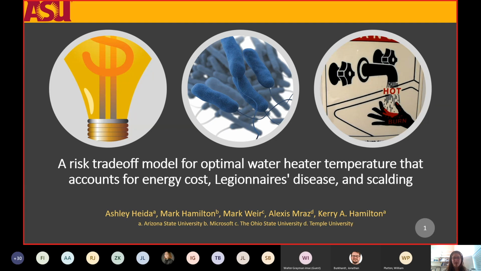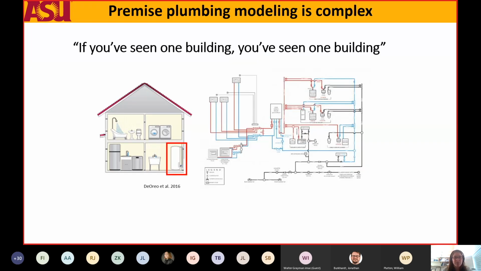All right, so thanks so much for having me. I'm Carrie Hamilton. I'm from Arizona State University, and today I'll be talking about a preliminary risk trade-off model that we're working on for optimal water heater temperature that accounts for energy costs, Legionnaire's disease, and scalding.